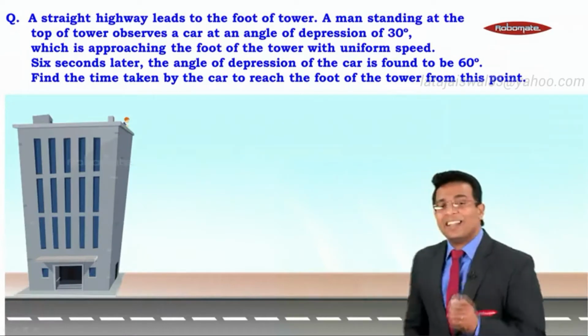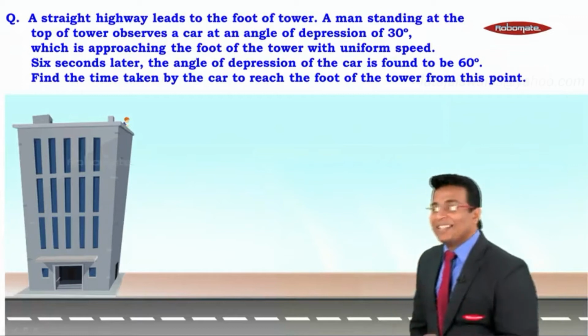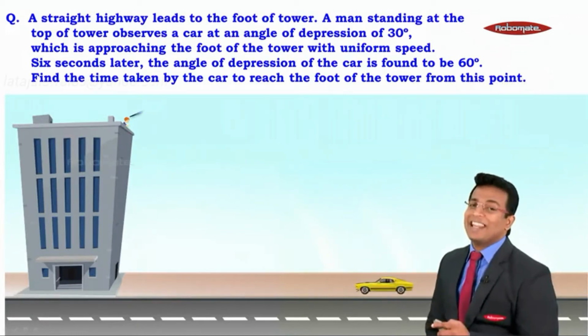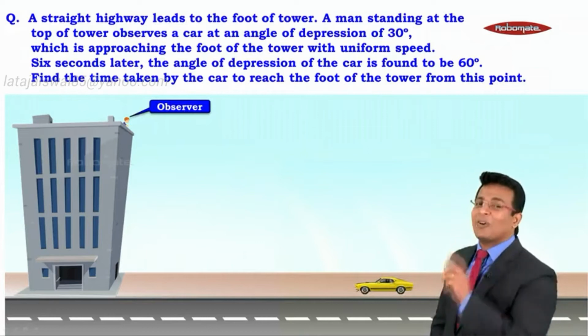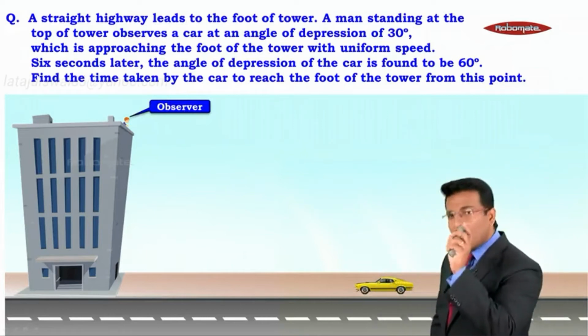First, it says there's a straight highway. So, there's a straight highway that leads to the foot of the tower. So, there's a tower you can see. A man standing at the top of the tower. So, there is a man standing at the top of the tower. If you observe, that's the observer. But you don't have the height of the observer. So, that man is going to be taken as a point.